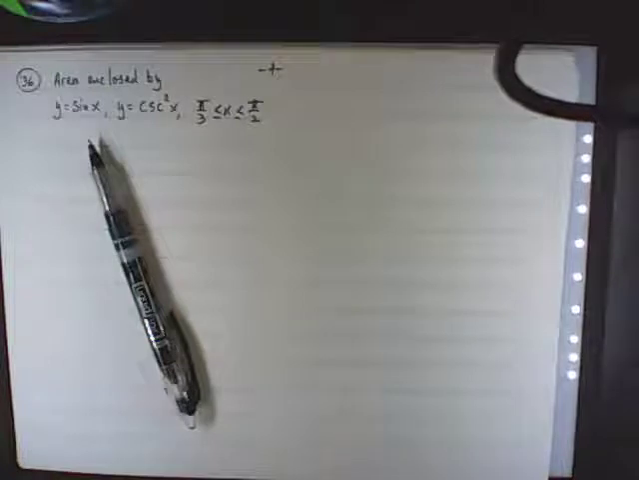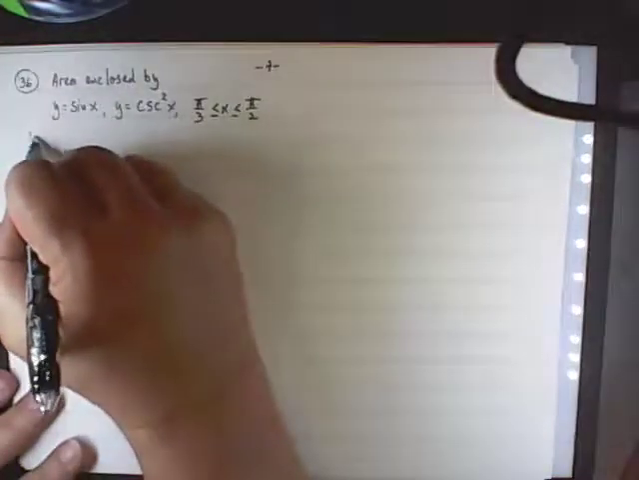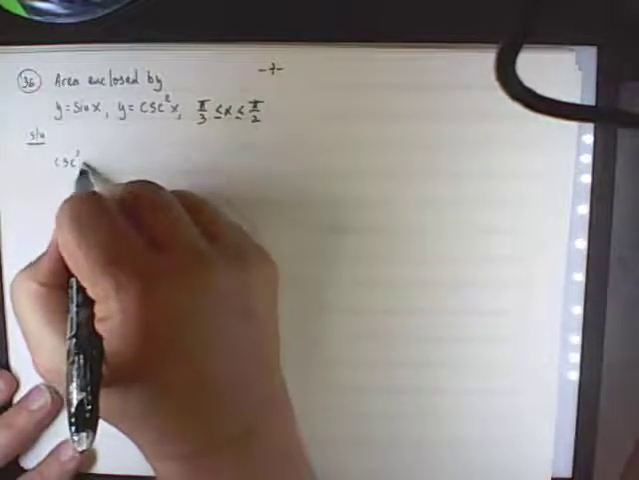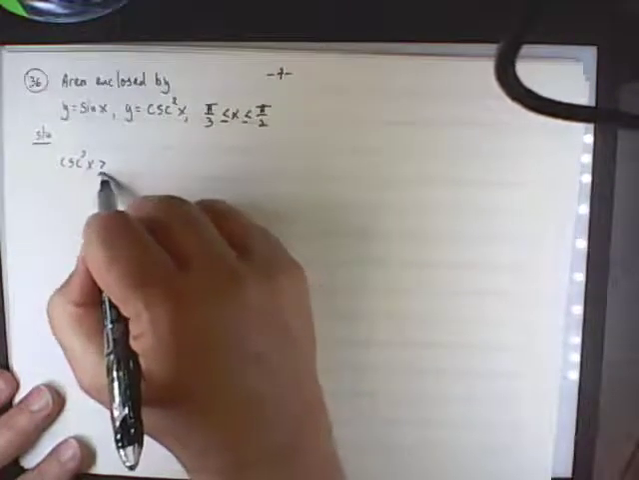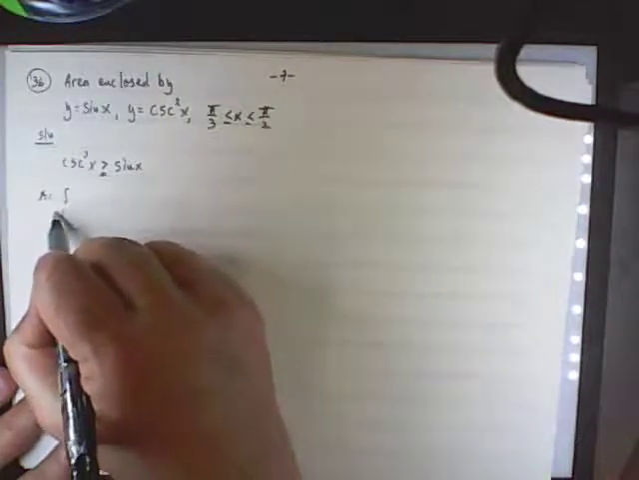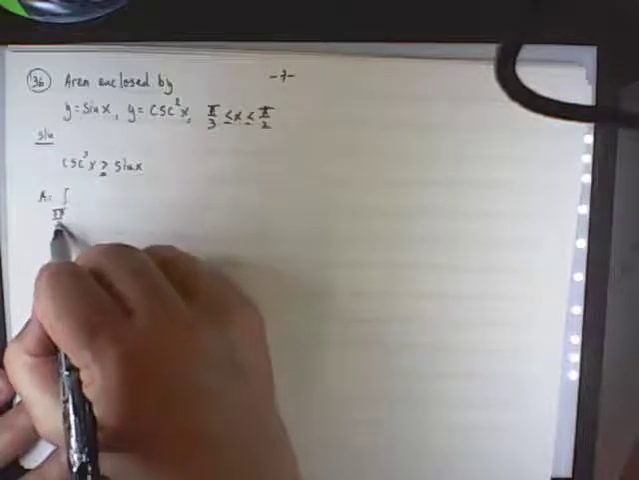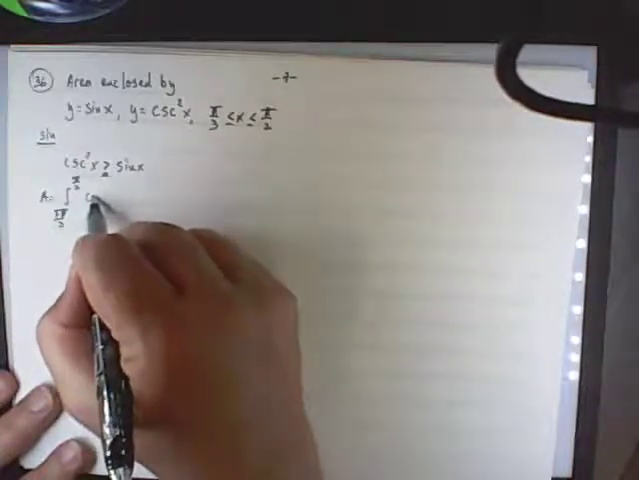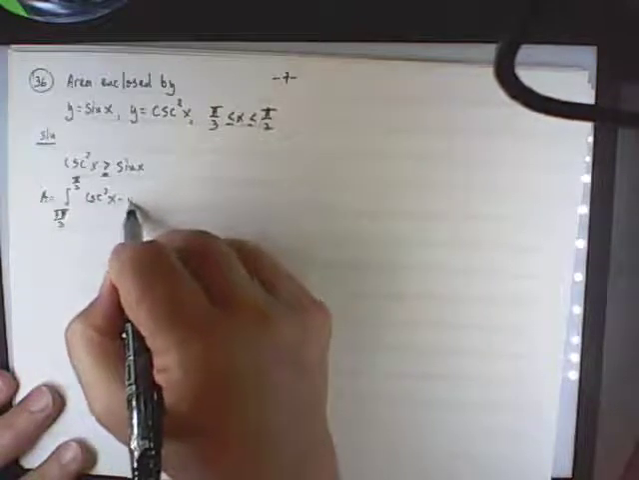Again, technically, yes. But it looked like this. There you go. So this is the area. The blue is on top, and the blue is the cosecant squared. Okay, so solution. We're going to say that cosecant squared of x is greater or equal to sine of x. So the area will be the integral from pi over 3 to pi over 2 of the cosecant squared minus the sine.